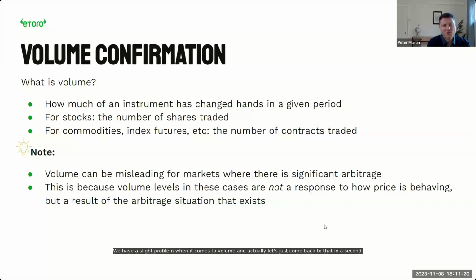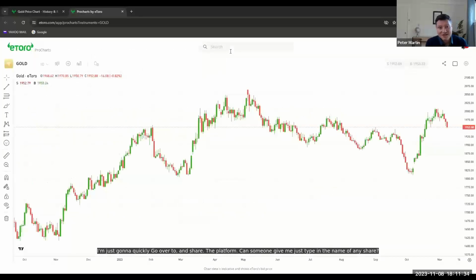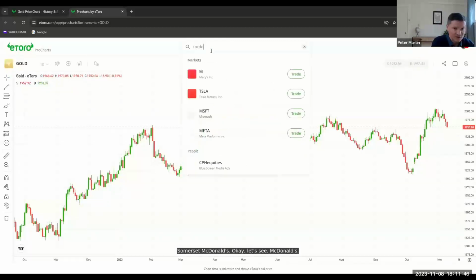We have a slight problem when it comes to volume. And actually, let's just come back to that in a second. I'm just going to quickly go over to and share the eToro platform. Can someone give me, just type in the name of any share? Any share? Someone said McDonald's. Okay, let's do McDonald's.